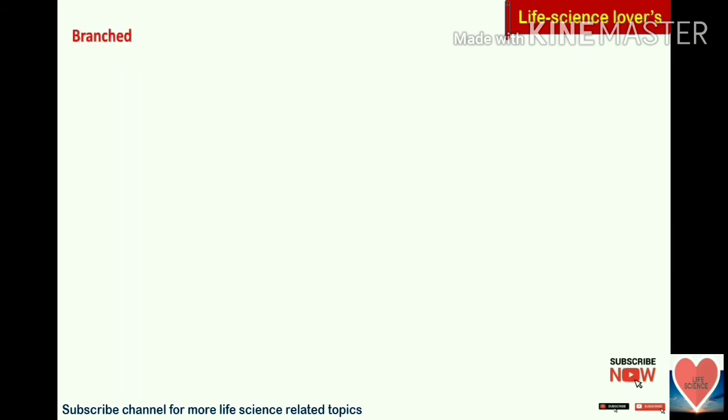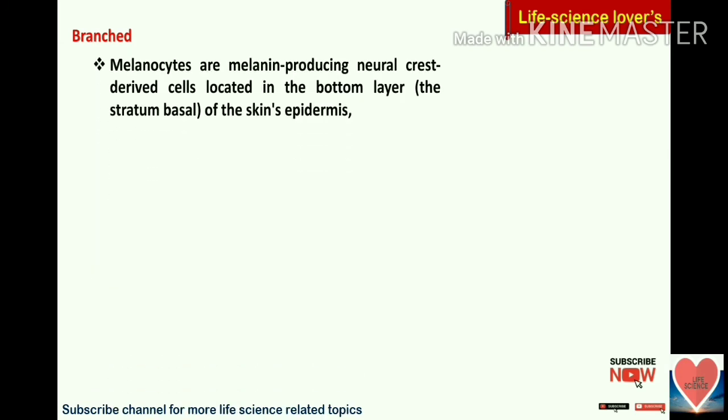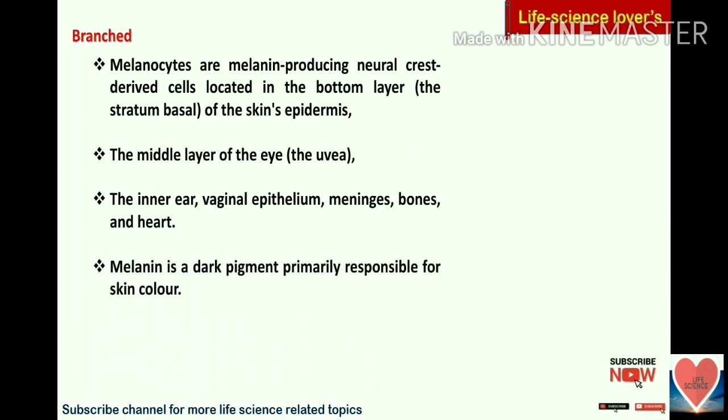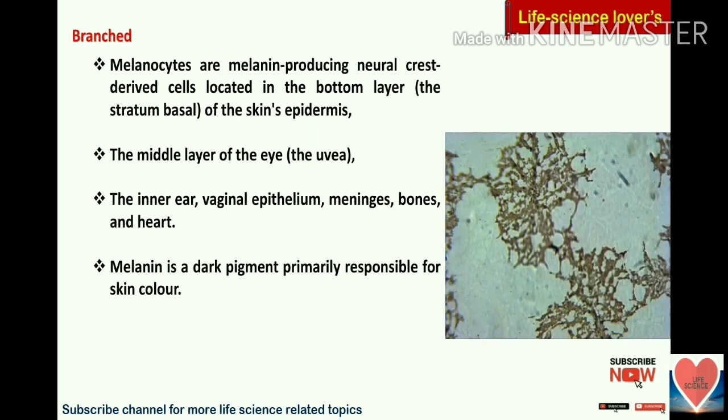Then the next shape is branched. It is an example like the pigment cells of the skin, meaning melanocytes. Melanocytes are melanin producing, neural crest derived cells located in the bottom layer, the stratum basale, of the skin epidermis, and in the middle layer of the eye and the inner ear, vaginal epithelium, meninges, bones and heart. Melanin is the dark pigment primarily responsible for skin color, and this is the picture of melanin.